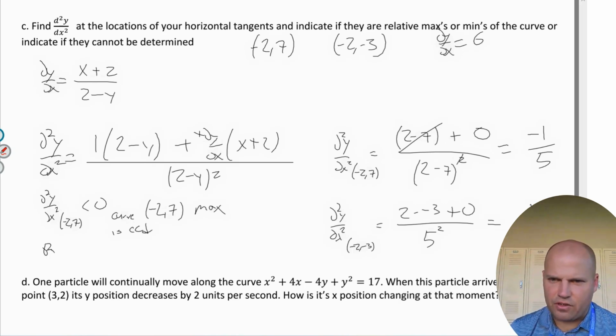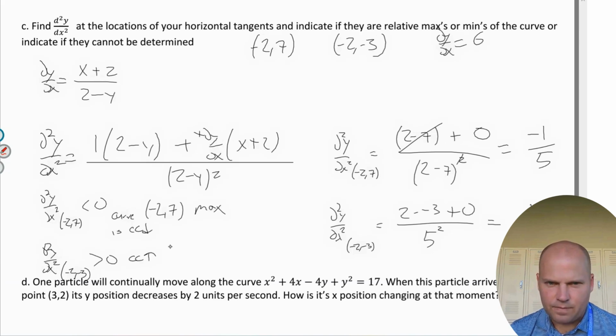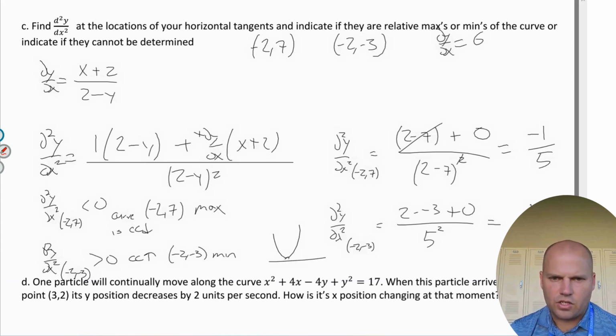So that means the second derivative is positive, which means we are curving upward. The curve is concave up. You'd write this as an entire statement, which means negative 2, negative 3 is the location of a min. How do I know that? Curving upward, horizontal tangent. There you go. You can see it. Versus curving downward, horizontal tangent, max.